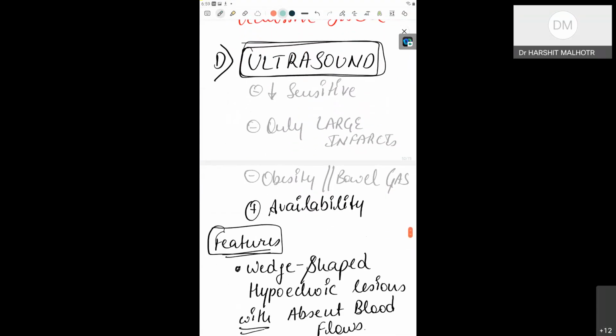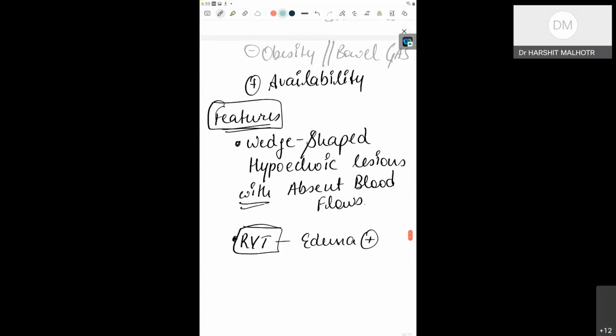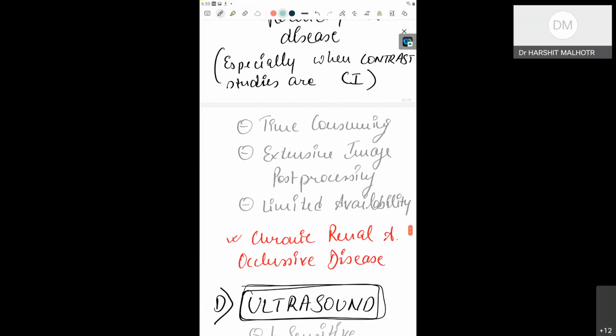Plus, with intra-abdominal ultrasound, the main problem is that if the patient is obese or there is bowel gas present, it makes it difficult for ultrasonography to diagnose the disease. But it is widely available, easily done, and ideally it is also seen in all the ER rooms right now. But what we actually see in a Doppler imaging is a wedge-shaped hypoechoic lesion because of the infarct with absent blood flow, obviously. And in renal vein thrombosis, we see edema and congestion of the kidneys.